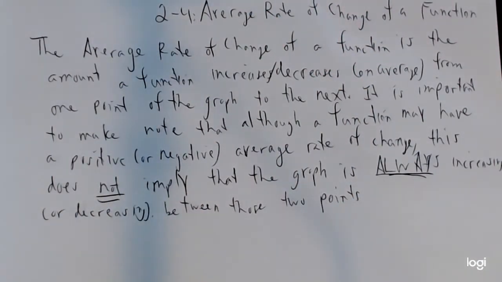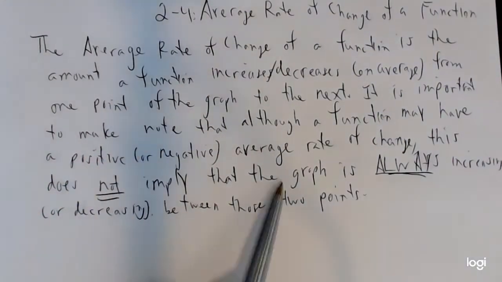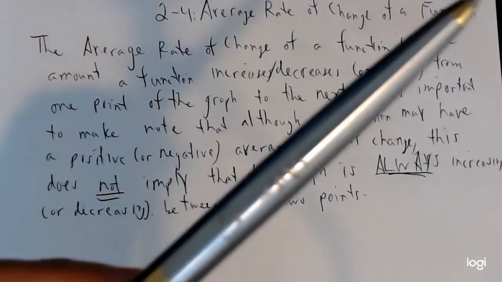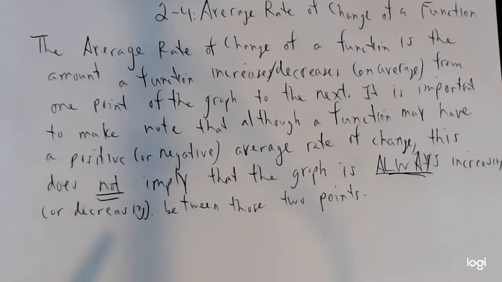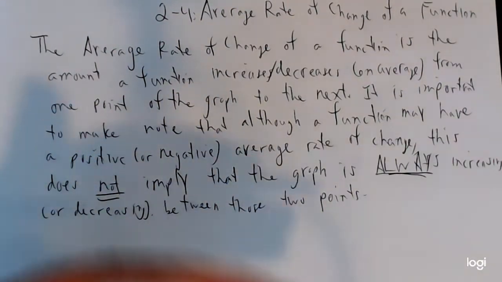Okay, so I know there's a lot of words here, but I'm just trying to describe the average rate of change to you in words before we actually give you the mathematical or algebraic explanation. So what I'm saying is, if you take 2 points on a graph and you find its average rate of change, and you see that on average the function is increasing, the key word is average. It doesn't mean that the function in between those 2 points is always increasing. It just means that it's increasing more than it is decreasing.